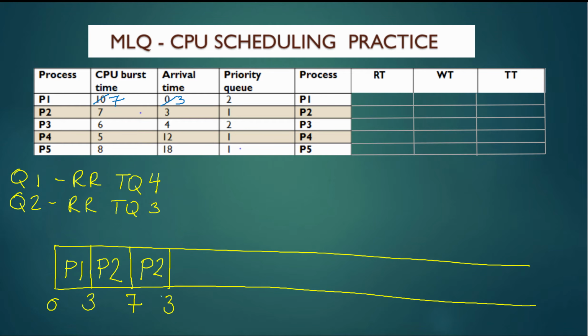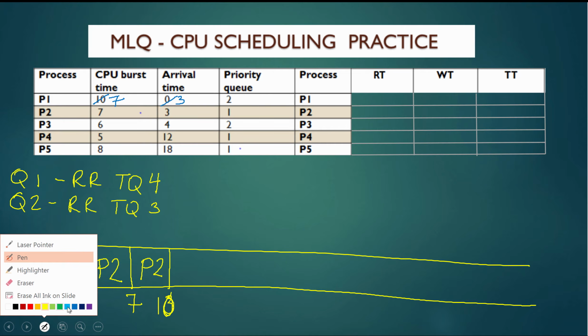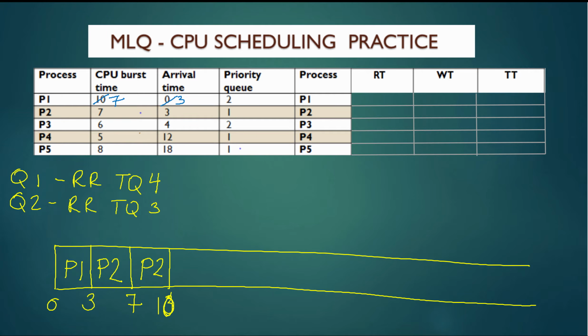Oops, I messed up on that. That should be a 10. P2 will do the other 3 time units, and now at time 10, P2 has completed its execution. So we have P2 is done at time 10.